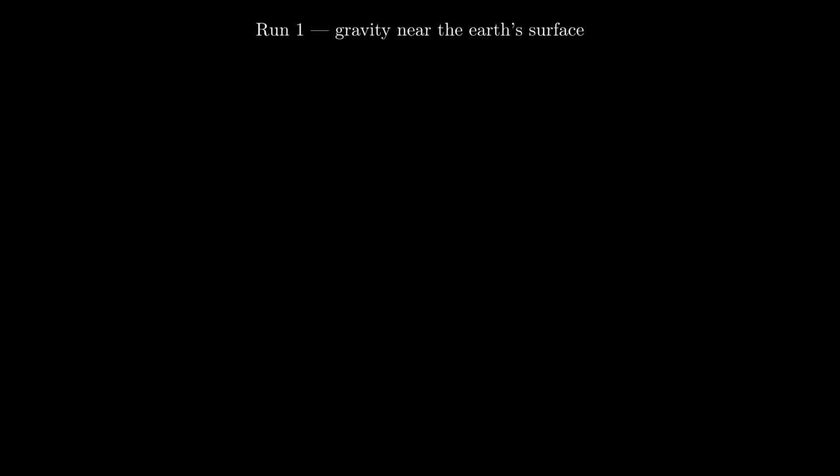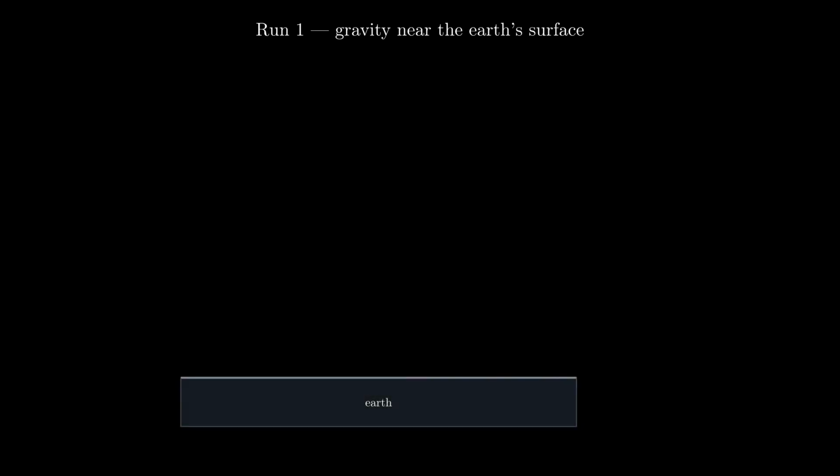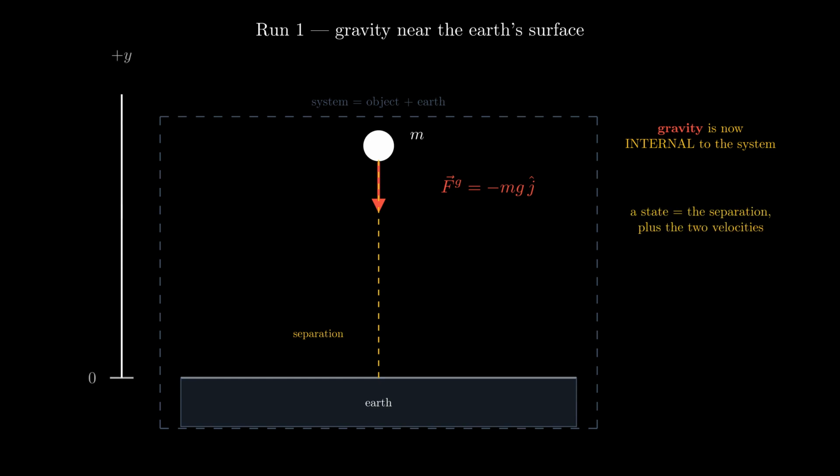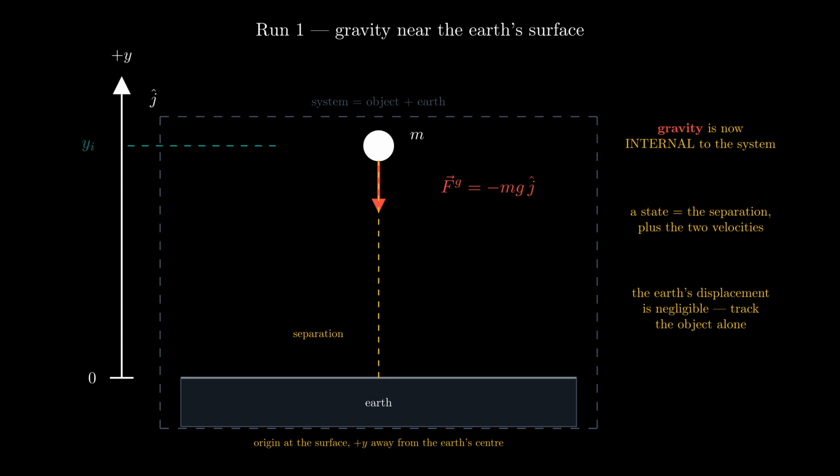First run, gravity near the Earth's surface. Choose the system to be the Earth and the falling object together. Gravity is now internal. Each state is specified by the object's separation from the Earth's center of mass, together with their velocities. Put the origin on the Earth's surface, positive y pointing away from the Earth's center. The Earth's own displacement is negligible, so tracking the object alone is enough. It starts at height y sub i and ends at height y sub f.